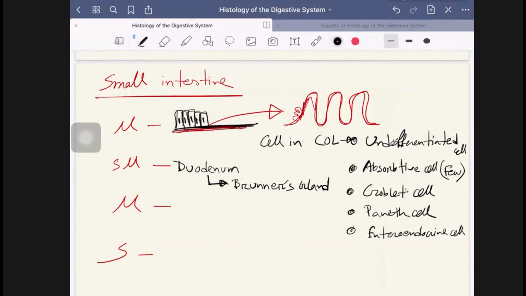Now, in the ileum, there will be no such Brunner's gland. The ileum is closer to the large intestine. So we know that the more distally you go in the intestinal tract, there will be more lymphatic tissue. So in the ileum, the submucous layer will contain some gut associated or mucosa associated lymphoid tissue, and there will also be some Peyer's patches. You know what Peyer's patches are? They are aggregations of lymphoid, lymphatic tissue, nodules. Yes.